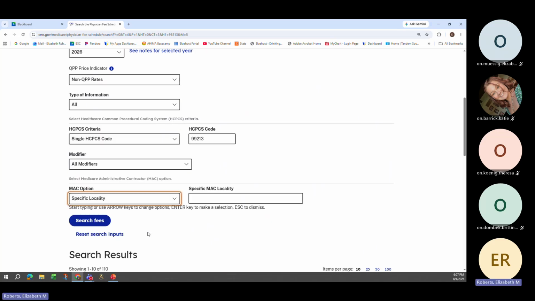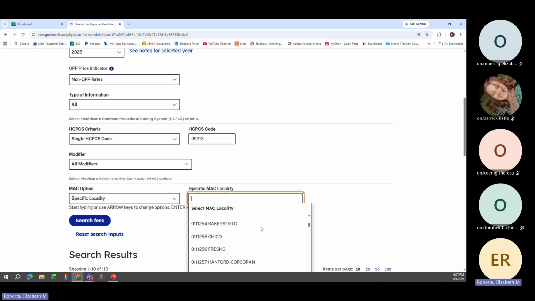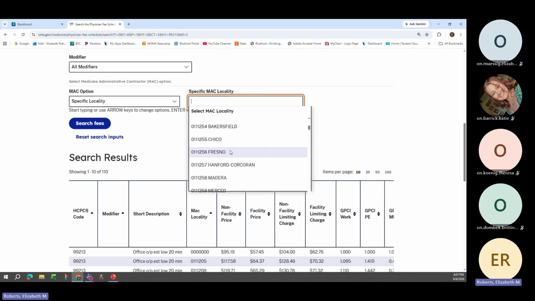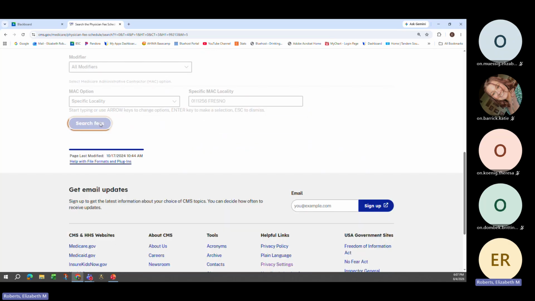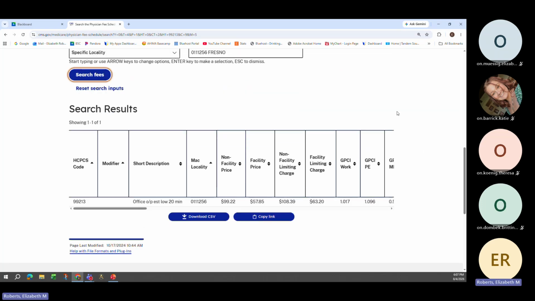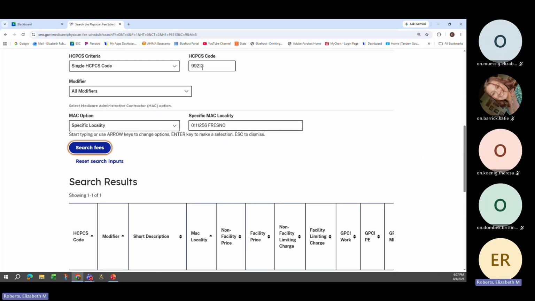Options. Let's say specific locality. I'm going to say I am in Fresno, California. Search fees. It's just going to make our search a little bit cleaner here. Okay, so we're in Fresno, California. We're searching to see how much Medicare is going to pay for 99213.